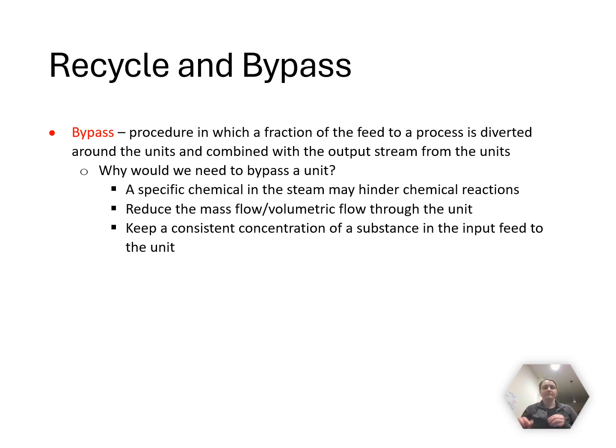So we can bypass part of that flow around the unit to make sure that unit operates the way it's supposed to. We can also do this to keep a consistent concentration of a substance in the input feed to a unit. So if we have high variability in our flow and we're trying to get a very specific concentration, we might want to bypass a certain amount around to maintain that concentration.